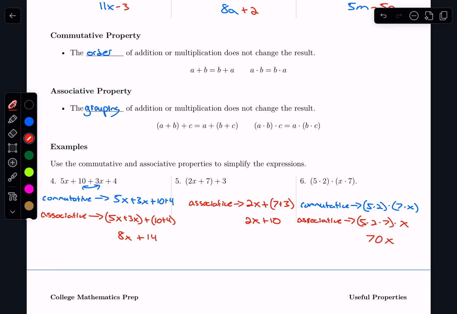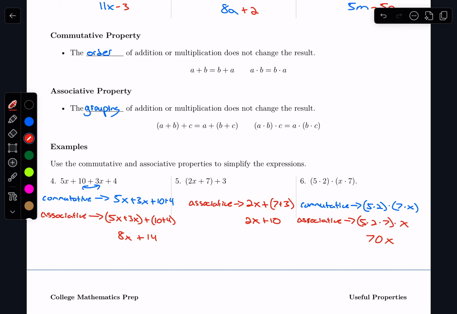So again, these properties are not going to be something we write out like this step by step in general, but we need to know that we're allowed to do these things. And why are we allowed to do them? Well, it's because we have these properties that are well established for both addition and multiplication.